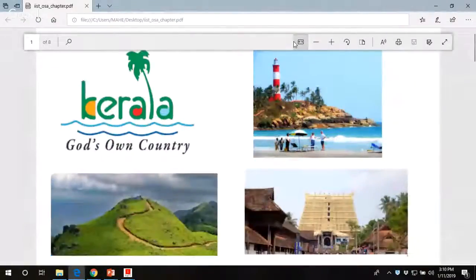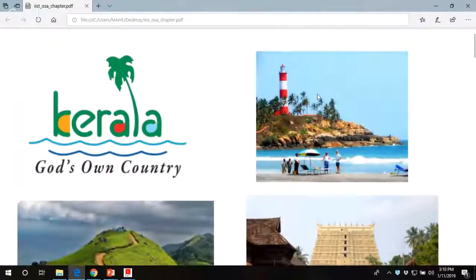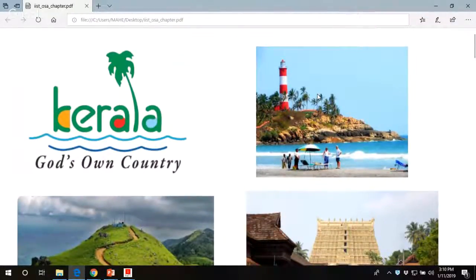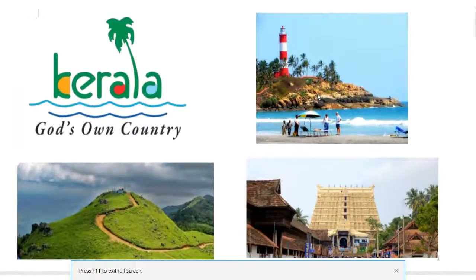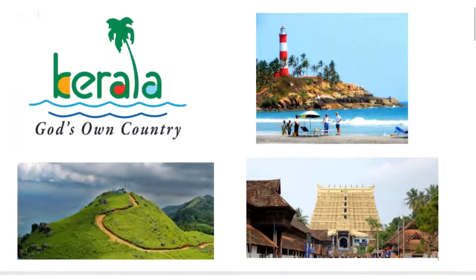I came from the southernmost part of India, Kerala, which we call God's own country. And in Kerala, we came from the southernmost part, Trivandrum. We have the beautiful Kovalam beach over there, and Ponmudi, and obviously the Padmanabhaswamy temple.